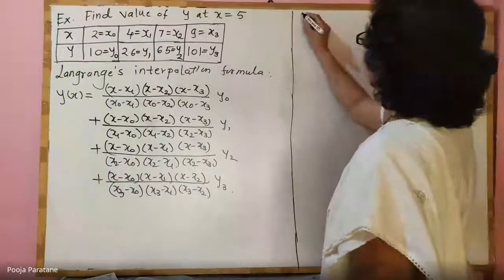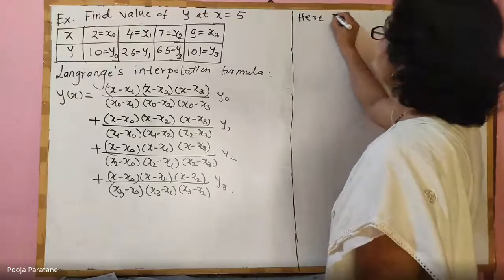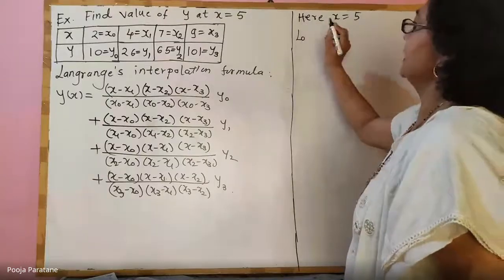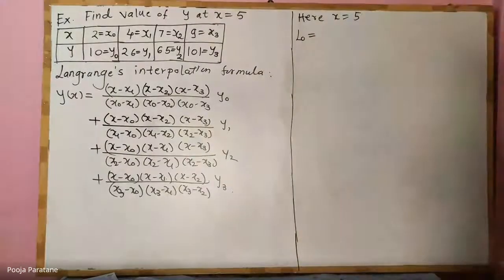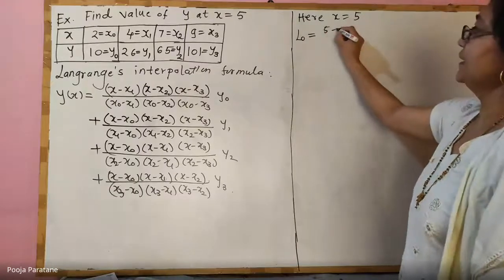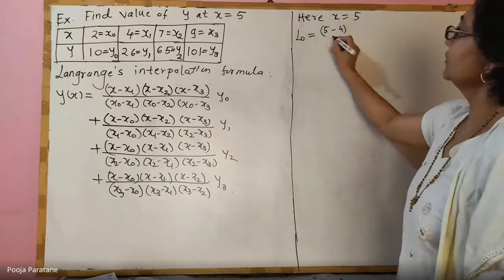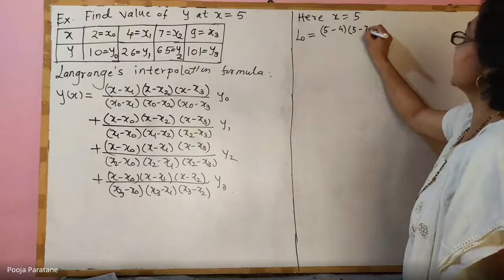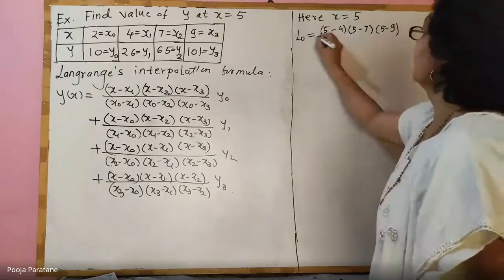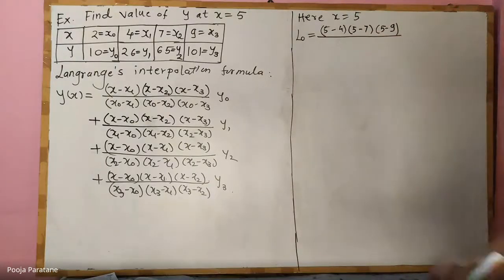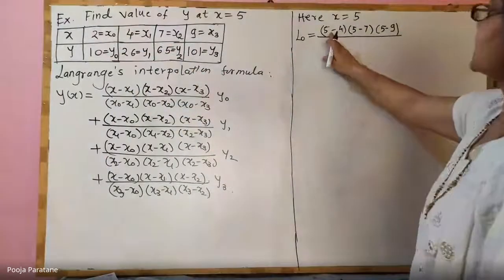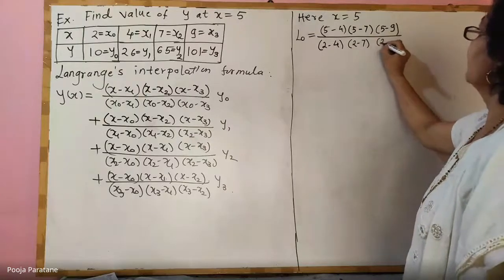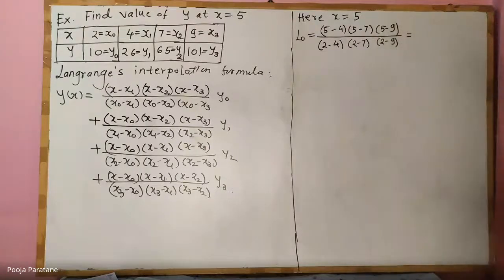So let us consider now x equal to 5. At 5 we want to find the value. So first term, let me write it here, L0. L0 is 5 minus 4. Look, x is equal to 5, x1 is equal to 4. Then 5 minus 7, 5 minus 9, upon, now what is my x0? x0 is 2. So just replace that 5 by 2: 2 minus 4, 2 minus 7, 2 minus 9. Calculate this value.